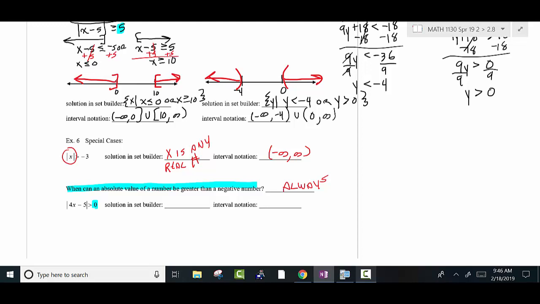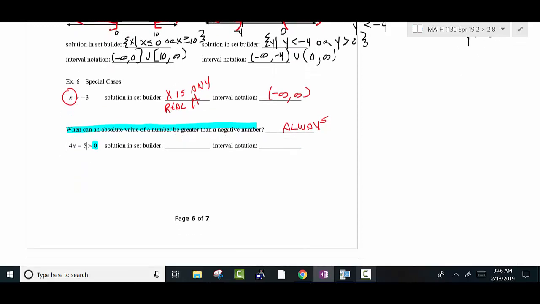Now here's one thing you can do on this. If you're ever in doubt on these problems, you can always set them up. So let's just set it up this way. Let's just say 4x minus 5 is greater than 0. Then let's say or 4x minus 5 is less than -0. Well, -0 is 0 anyway.